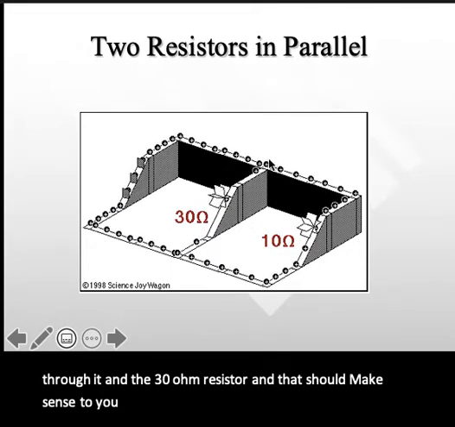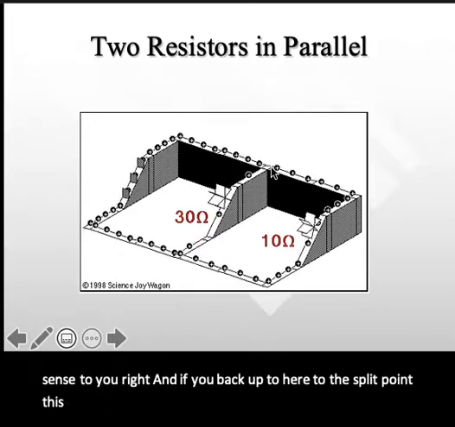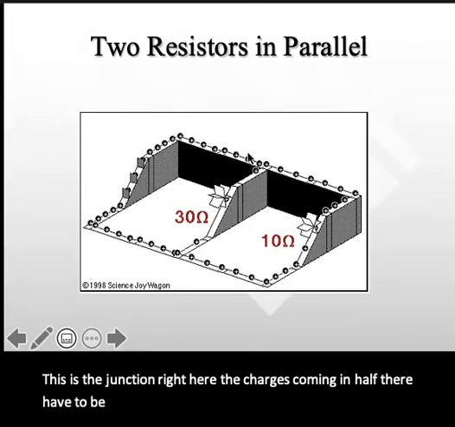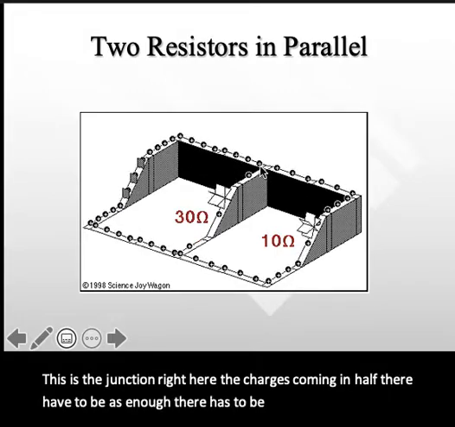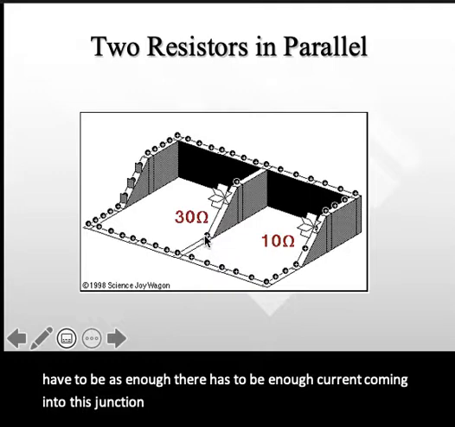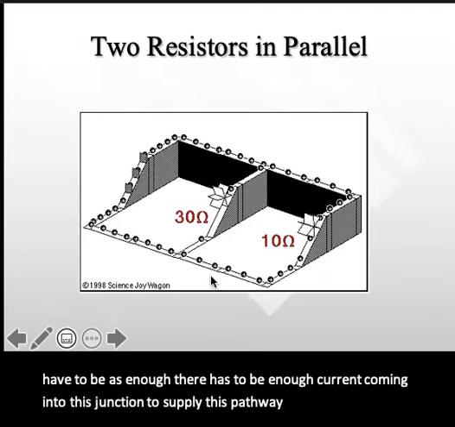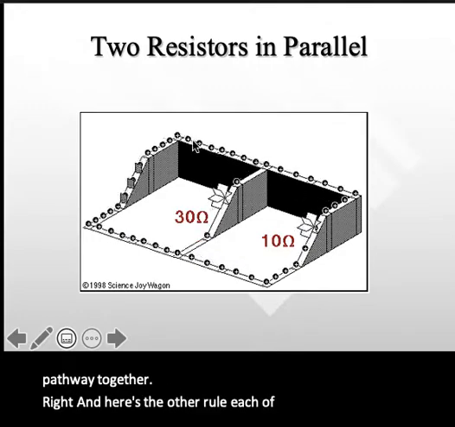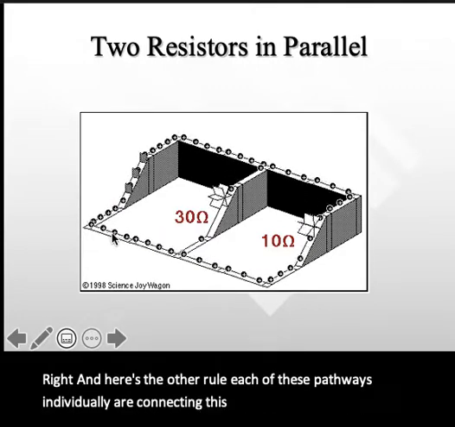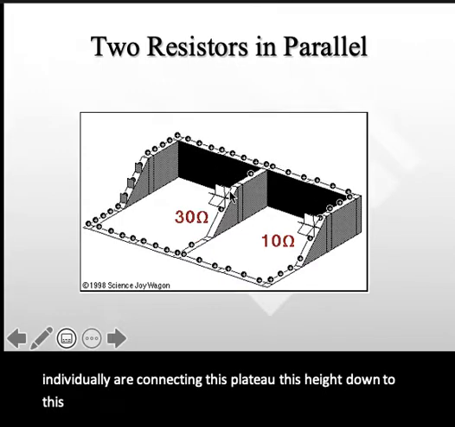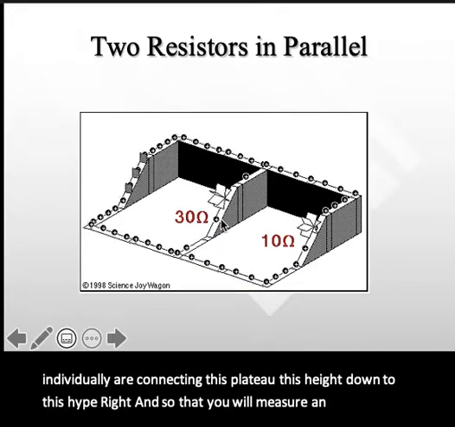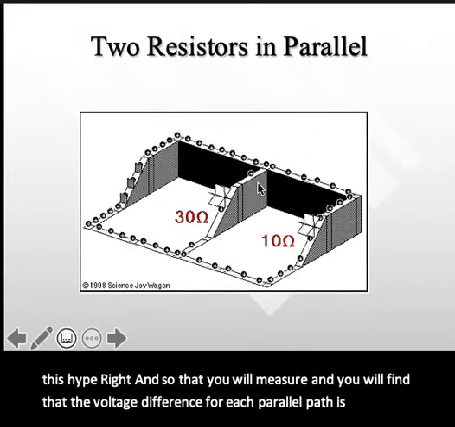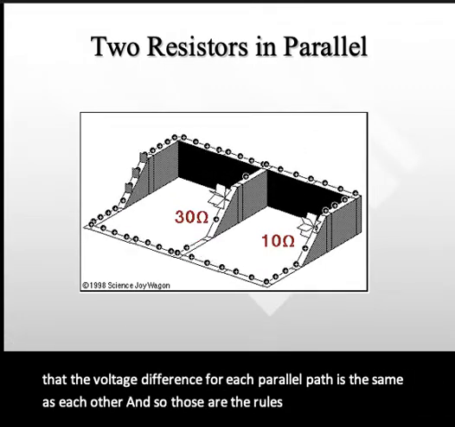And if you back up to the split point, this is the junction right here, the charges coming in there have to be enough current coming into this junction to supply this pathway and that pathway together, right? But, and here's the other rule, each of these pathways individually is connecting this plateau, this height, down to this height, right? And so you will measure and find that the voltage difference for each parallel path is the same as each other, right? And so those are the rules for parallel circuits.